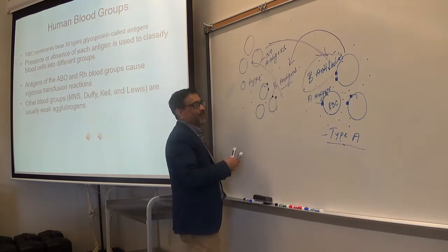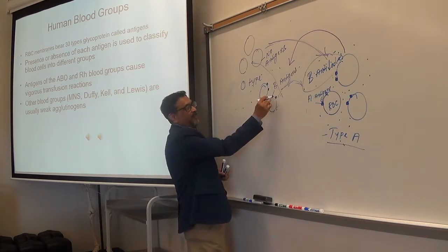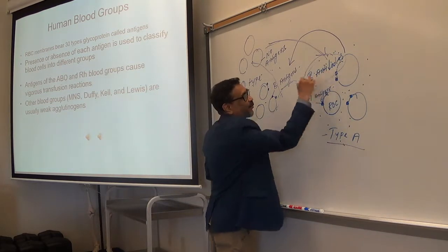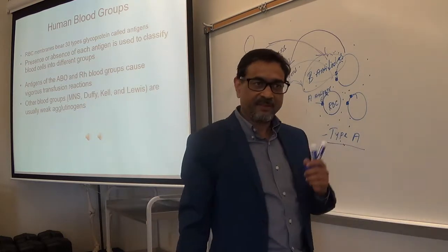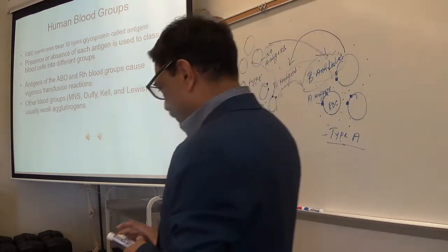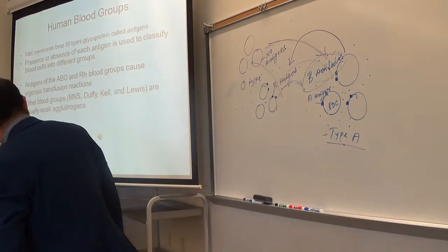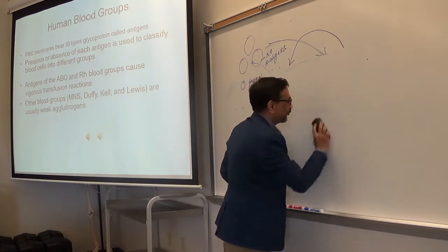Now if you give B blood to A type, same problem. On the surface of the red blood cell you have B type antigen, in the plasma you have B antibody. These antibodies will destroy these red blood cells. Make sense? Okay. Now let's talk about the other type, AB.